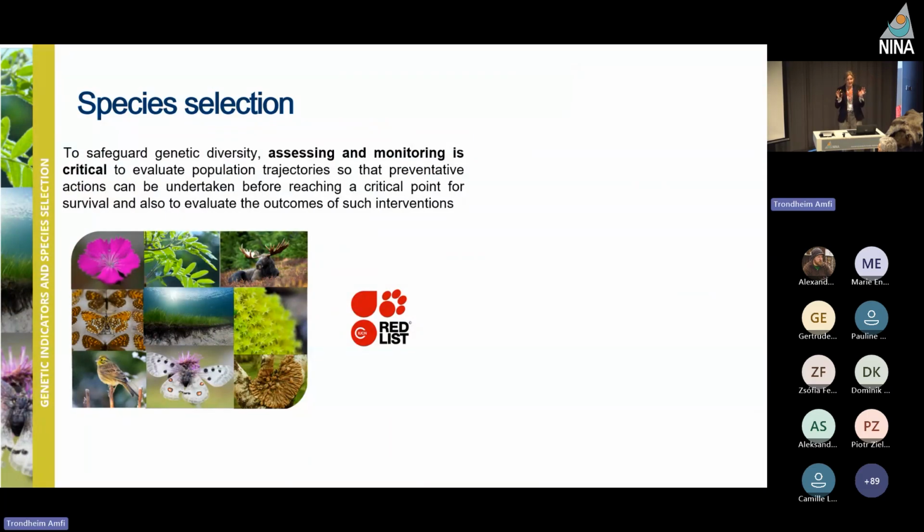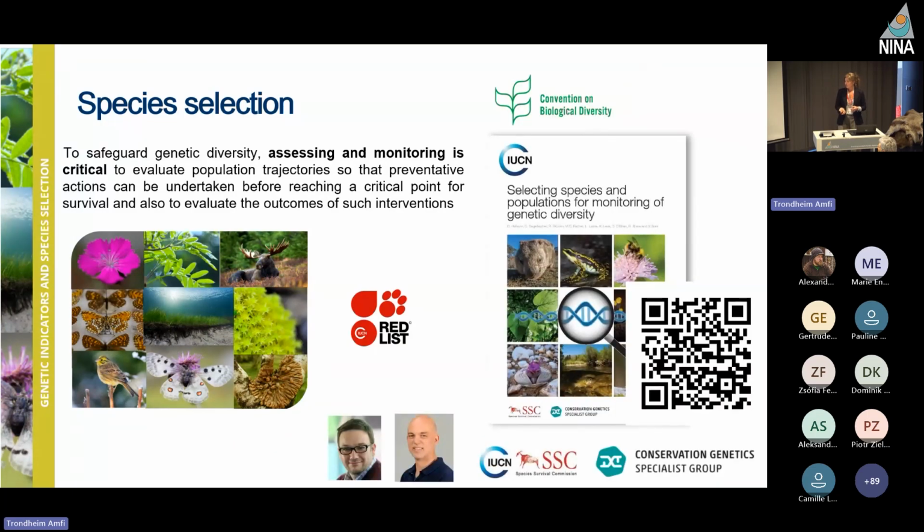So there are a lot of different challenges that came out of these workshops, but I do want to highlight just a few of them. One of the challenges that is common across all the countries is how to choose the species. There is guidance to be found. There are IUCN guidelines on how to select species and populations for monitoring genetic diversity. And there are case examples from countries and regions that have gone through a species selection process. But it is something that countries do struggle with.